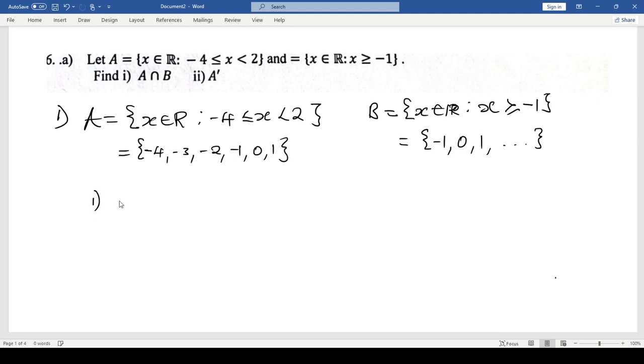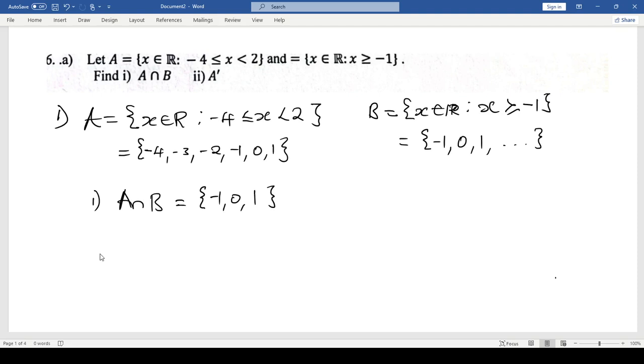the first question here is saying we need to find A intersection B. So finding A intersection B here, we're simply just going to get the common elements in the two sets. So intersection simply means finding the common elements in the two sets there. So the common elements in these two sets are simply -1, 0, and 1 here.